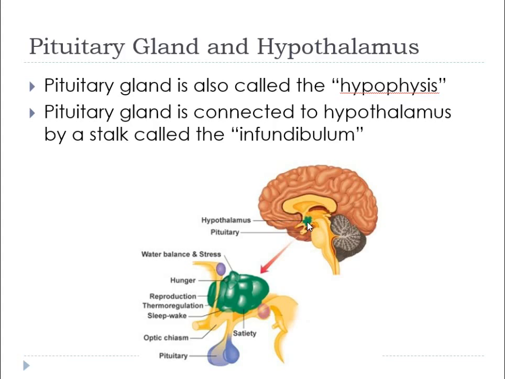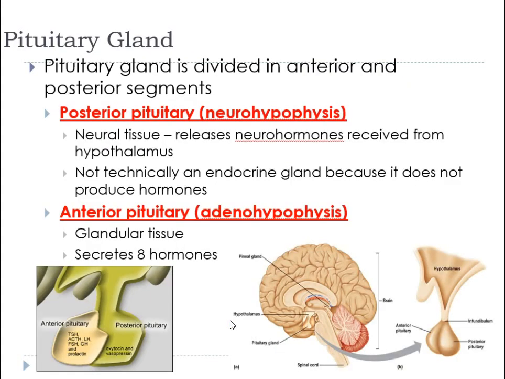There's this thing called the hypothalamus and pituitary gland. And it's held together with this little tiny area called the infundibulum. So we have the hypothalamus, the pituitary glands, and the infundibulum is the space in between them. Now, what the pituitary gland does, it's divided into anterior and posterior segments. And each one of those controls and releases different hormones.